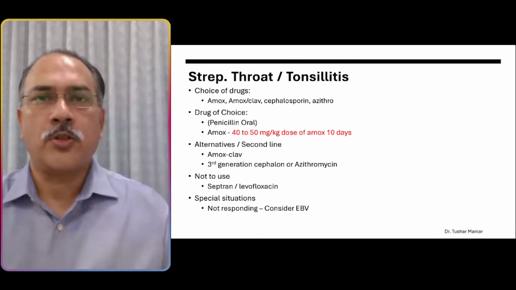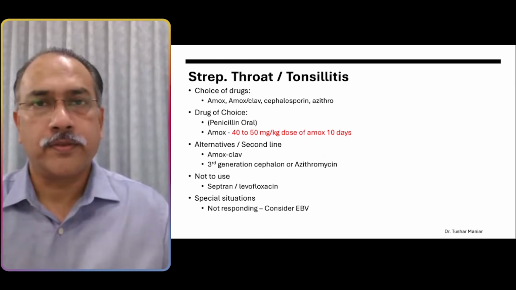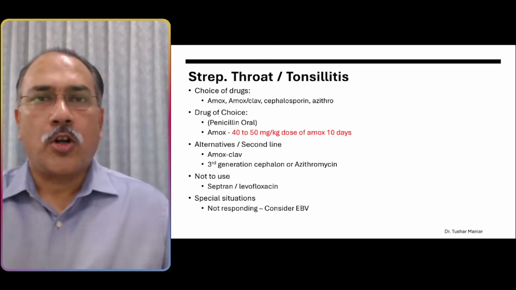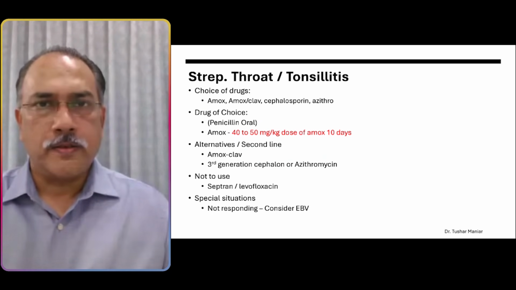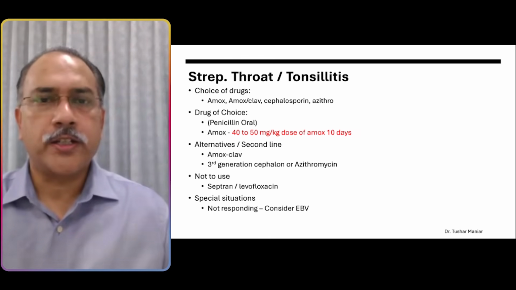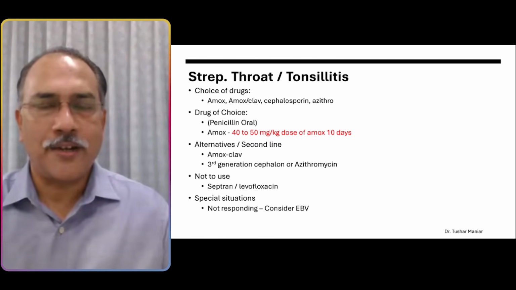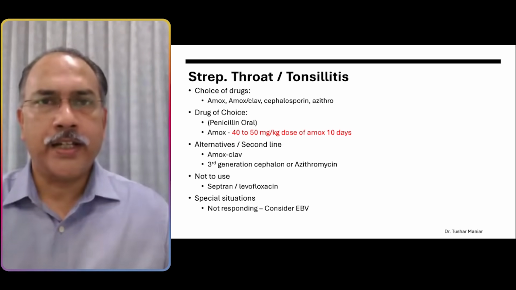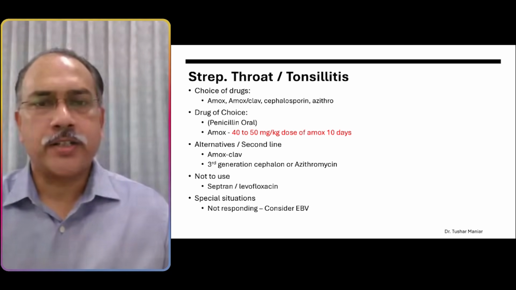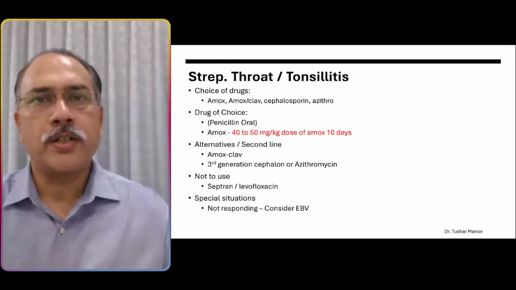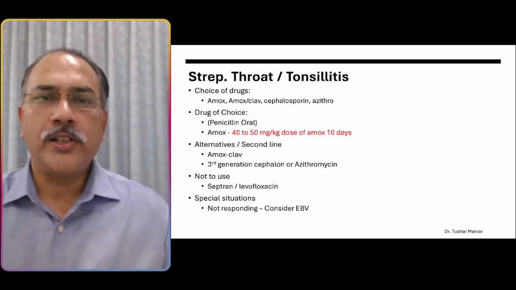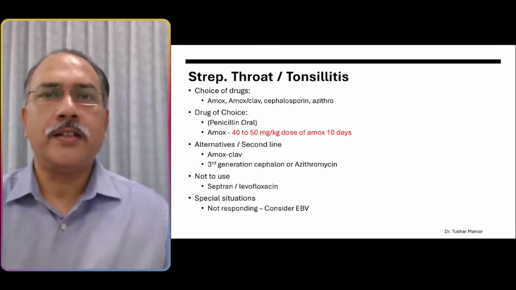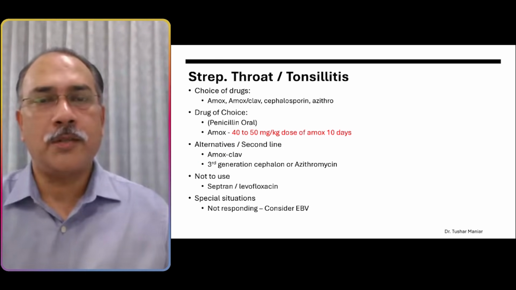Now one would ask, why use only amoxicillin? What is the problem in using amoxiclav? Actually, the cost of amoxiclav is higher than amoxicillin. Amoxicillin with clavulanic acid is a broader spectrum. Amoxicillin is a narrower spectrum. And most importantly, the side effects like diarrhea, loose motions, vomiting, etc., are much more with amoxiclav compared to amoxicillin.